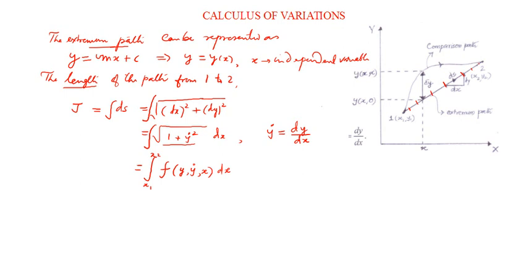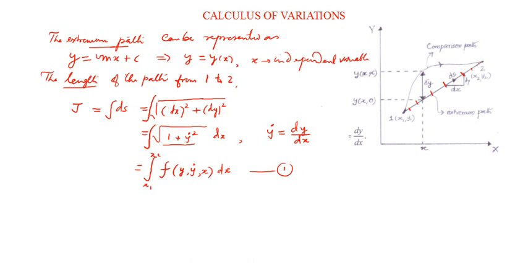Let me call this equation number 1, where f is expressed as a function. Explicitly, you can see that this is a function of y dot only, but implicitly it has dependence on y and x as well, because y dot involves dy by dx. So implicitly this function depends on y and x, even though the explicit dependence is on y dot.